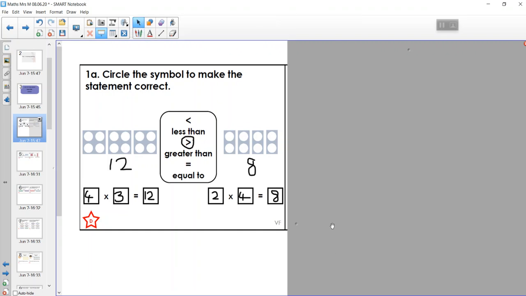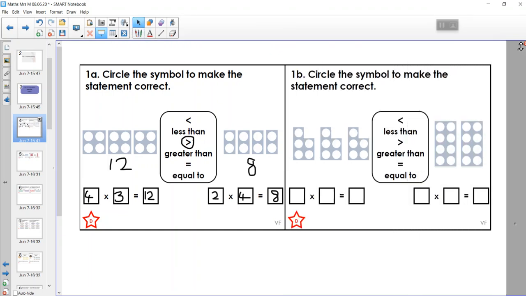Okay, so let's have a look at this one. You're going to have a go at doing this one on your own. I'm going to leave this on here for you to use to help you. So in a moment, you're going to pause the video and have a go, and then we'll do it together in a minute.